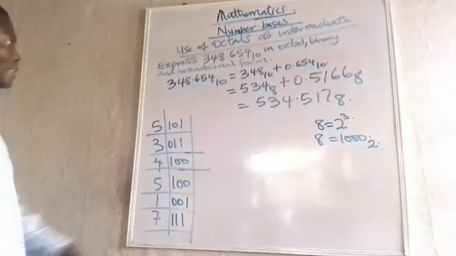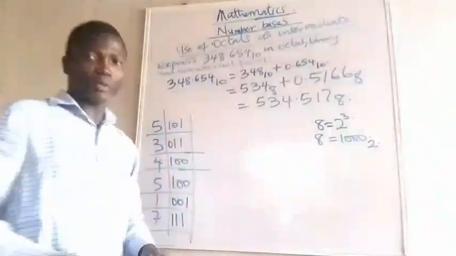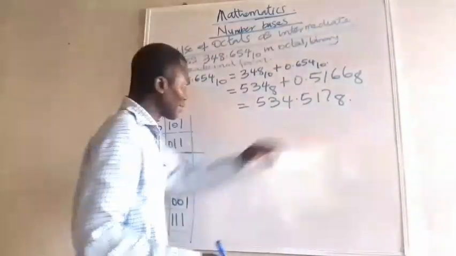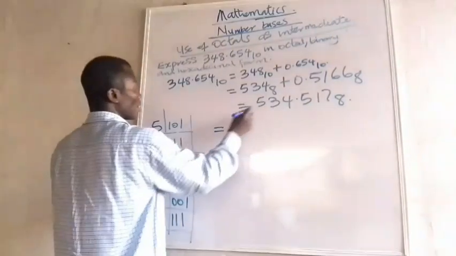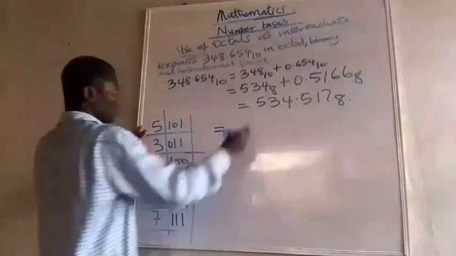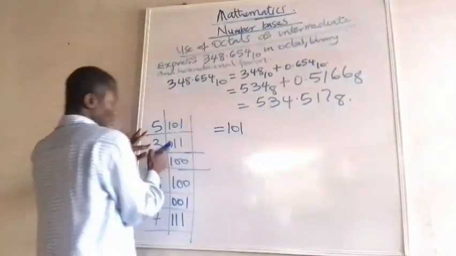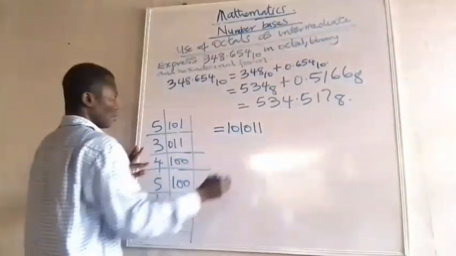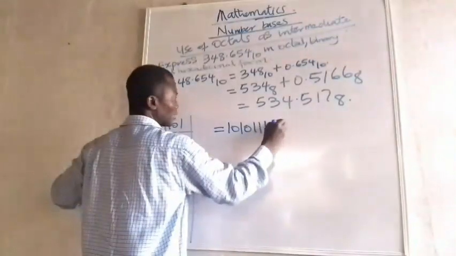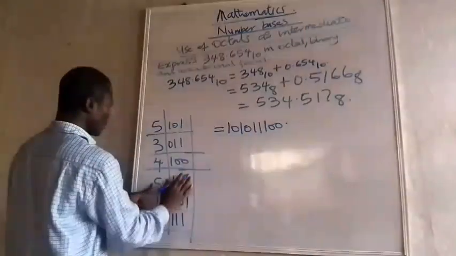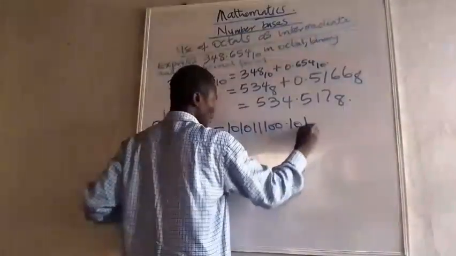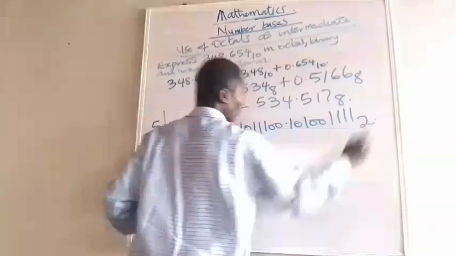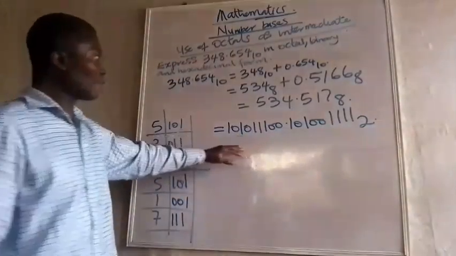Since I have done this, to now convert this one to binary, you see what I do. So I will now be writing their equivalent in base 2. I will now be copying them out one after the other. So this one will now be equal to 534.517. This 5 will now be equal to 101. 3 will be 011. Mind you, please note, I added 0 in front to make it 3. 4 is 100. 5 is 101. 1 is 001. 7 is 111.